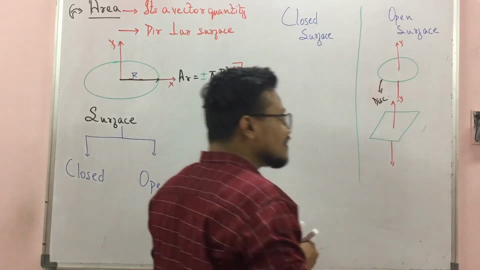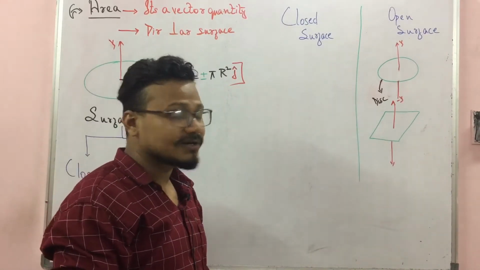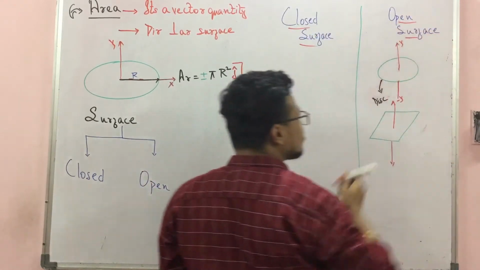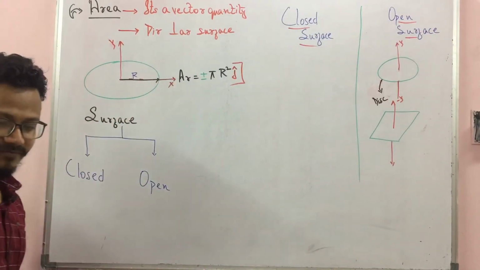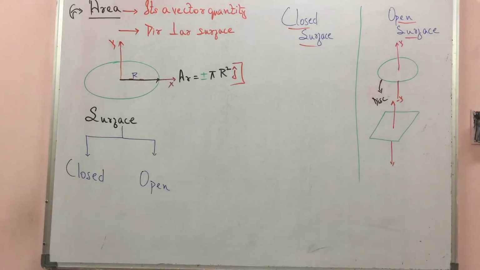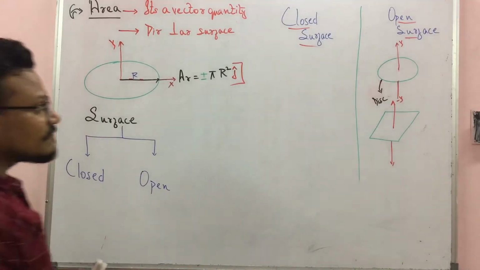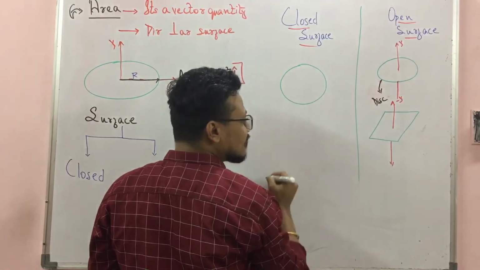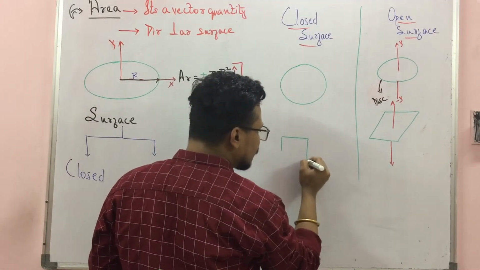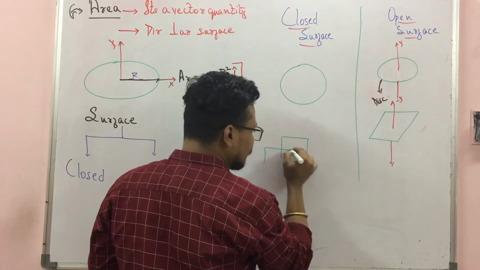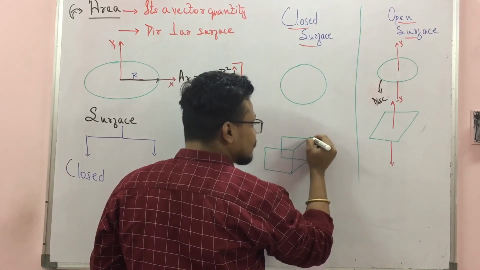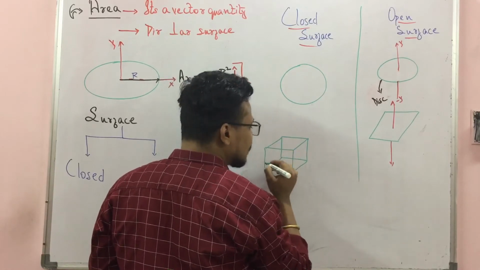Rectangular plate. So what will these types of surface be? Open surface. Then what is a closed surface? Closed surface means sphere, cuboid or cube. This will be the closed surface.